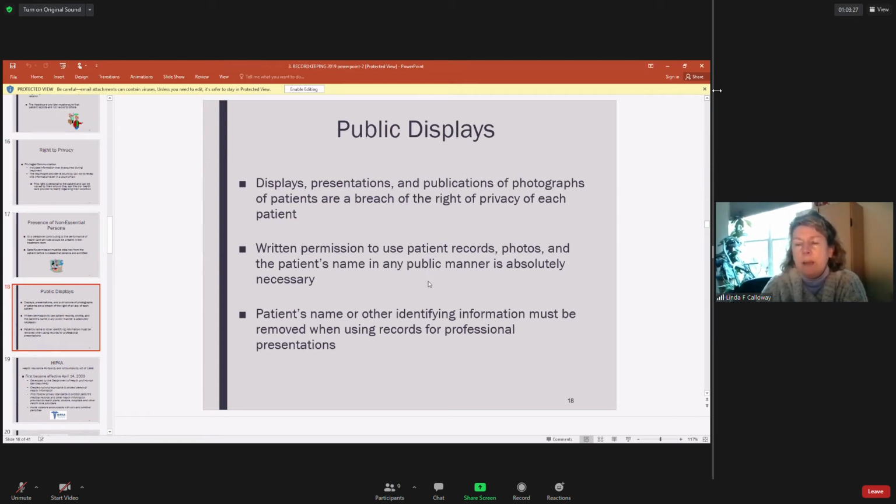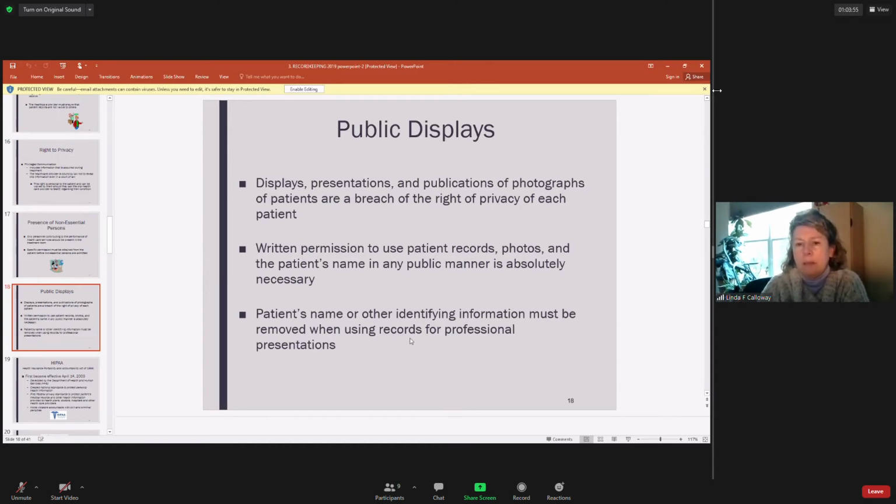There's our dean of instruction, dean of student affairs. She's on one with some students in a courtyard who are at a lunch table or a picnic table, that type of thing. But if you use anything of the patient's, we have to have written permission. And a patient's name or other identifying information must be removed when using records for professional presentations.